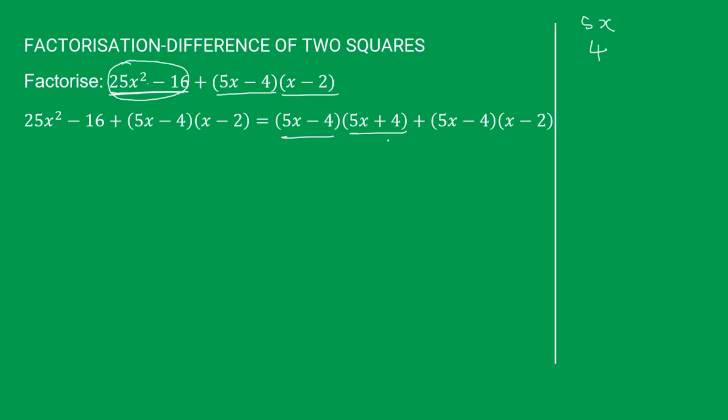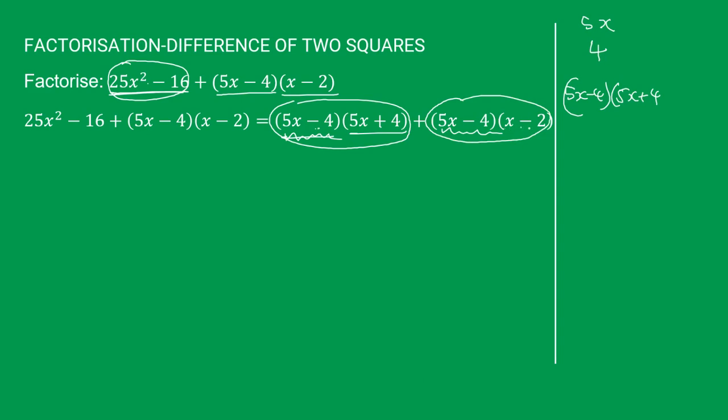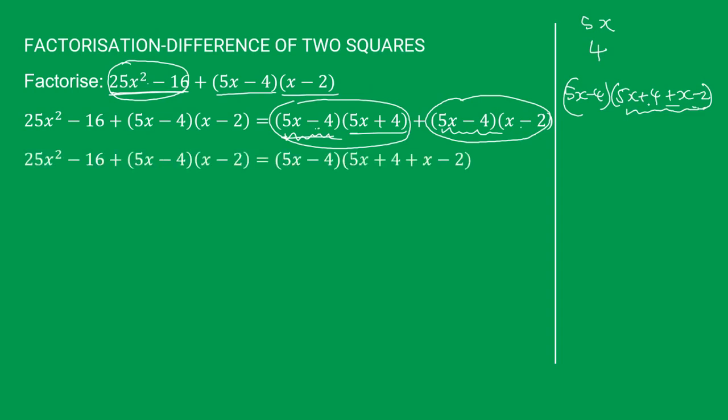Okay. And then now we have our common bracket, which is 5x minus 4. See that? So we can factor it out. Factor out 5x minus 4. And then this whole term, 5x minus 4 times 5x plus 4 divided by 5x minus 4 is 5x plus 4. And then 5x minus 4 times x minus 2 divided by 5x minus 4 is plus x minus 2. See that? And then you can simplify this bracket. 5x plus x, that is 6x, 4 minus 2, that is positive 2.